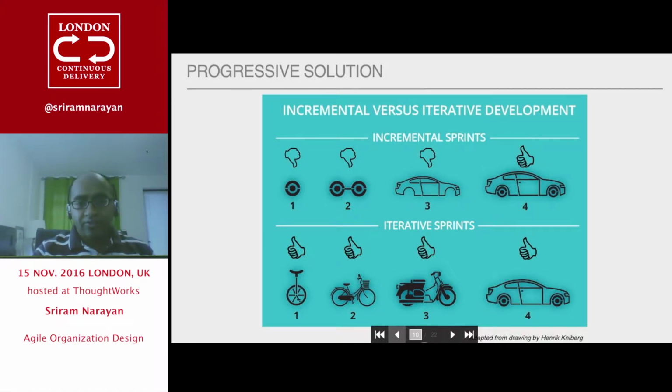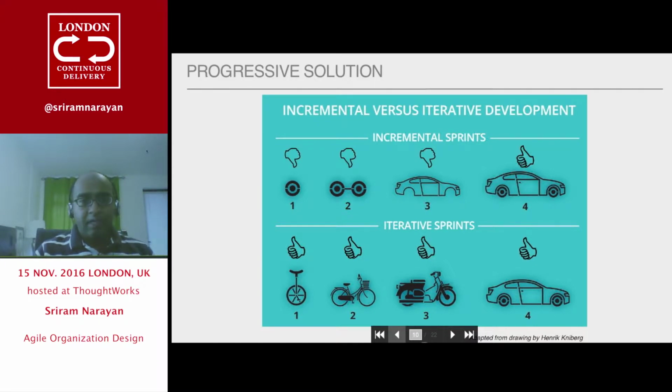Whereas there is a way of doing it where you think of it as a problem to be solved and progressively solve that problem. If you take this example, the problem is not to build a car. The problem is there is a transportation problem, and you can solve it in a very less sophisticated manner when you begin, and slowly evolve towards a more sophisticated solution. That's what we mean by a progressive solution.